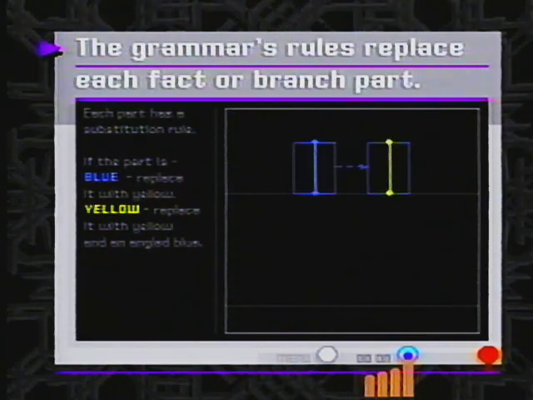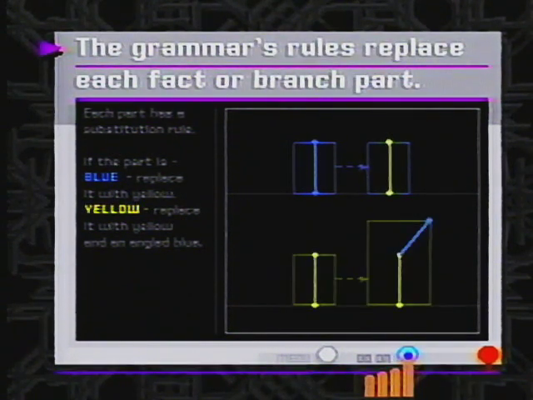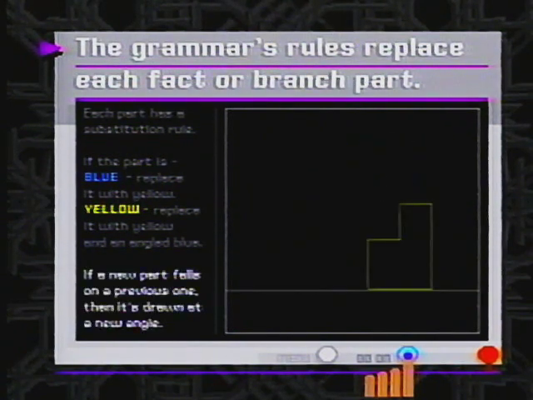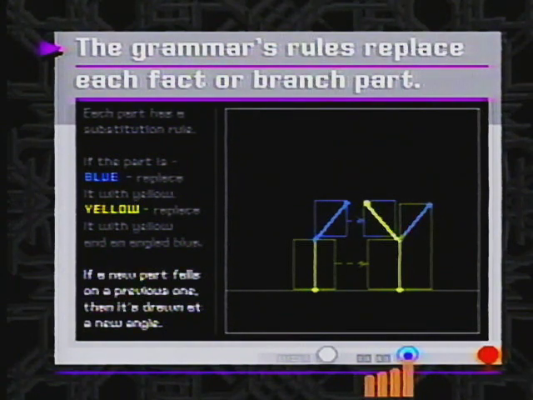If we use the blue and yellow parts we showed earlier and apply a grammar which has 2 substitution rules, the colors would be replaced as indicated by the diagram on the right. If the part is blue, replace it with a yellow. If the part is yellow, replace it with a yellow and an angled blue. If a new part falls directly on a previous one, then it is drawn at a different angle.